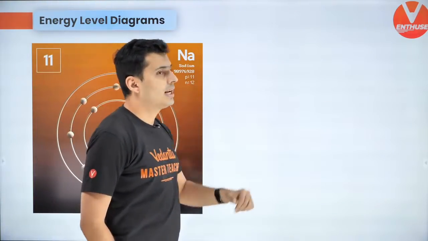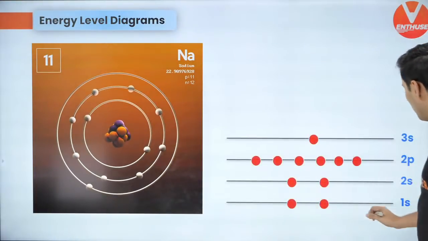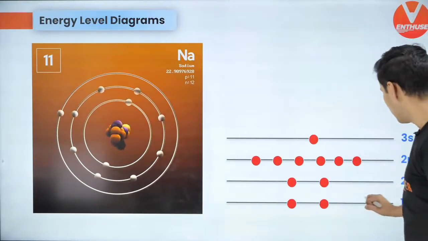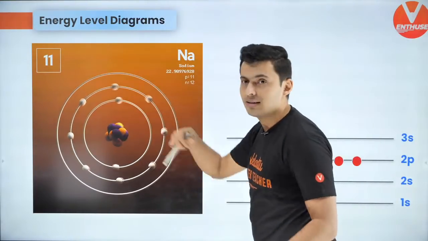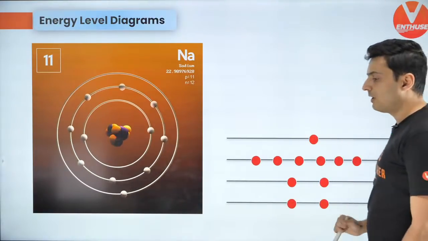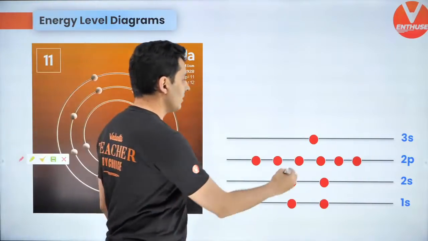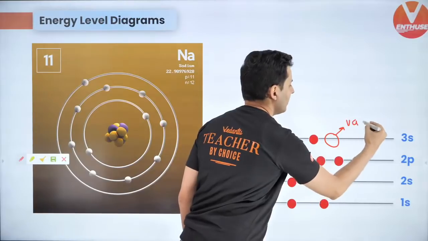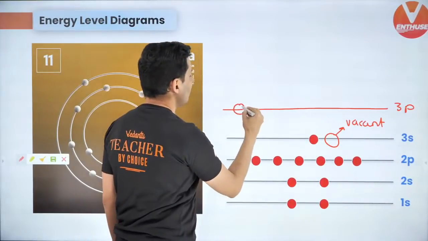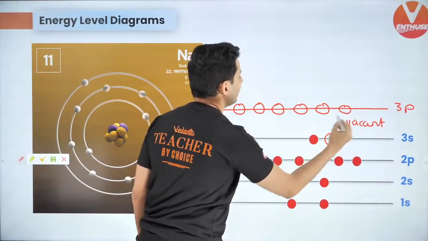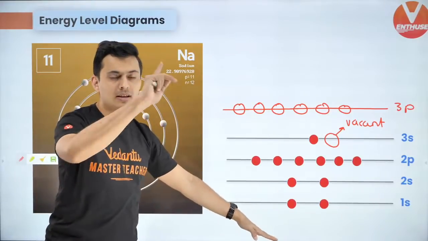Now, how will the energy level diagram look like? Let's see. So, this is how it will look. 1s has 2 electrons. Everybody knows this. 2s has 2 electrons. 2p has 6 electrons. Whereas, because the atomic number is 11, the 3s orbital has only 1 electron. There is one vacancy over here. You can see there is clearly one vacancy, a vacant place over here. And if you talk about the 3p orbital, that's completely vacant. Correct, guys? So, this is how the energy level diagram looks like for one sodium atom.